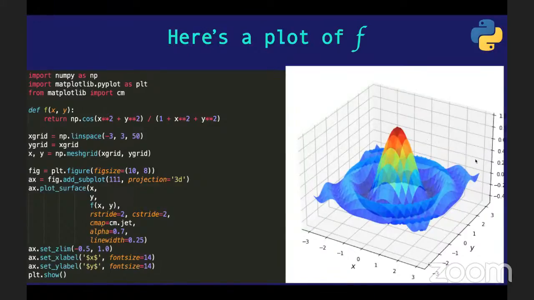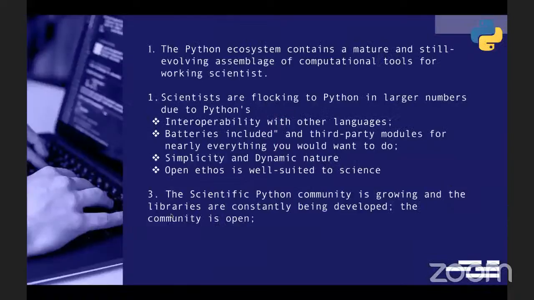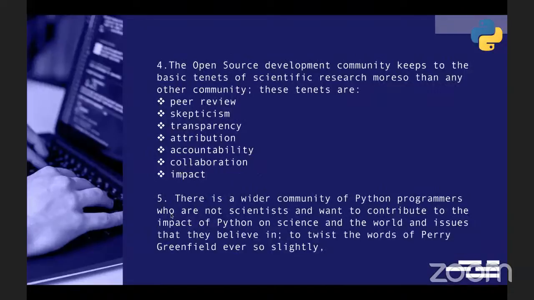This is what I'm just going to be having. But putting projection 3D makes it very, very clear for me to put here. So, in conclusion, Python is not tired of creating scientific libraries yet. More libraries are coming in day by day. And people are coming into Python because of its transparency, its accountability, its collaboration, its impact, its skepticism, and the peer review. All right, that's why people are coming to Python.